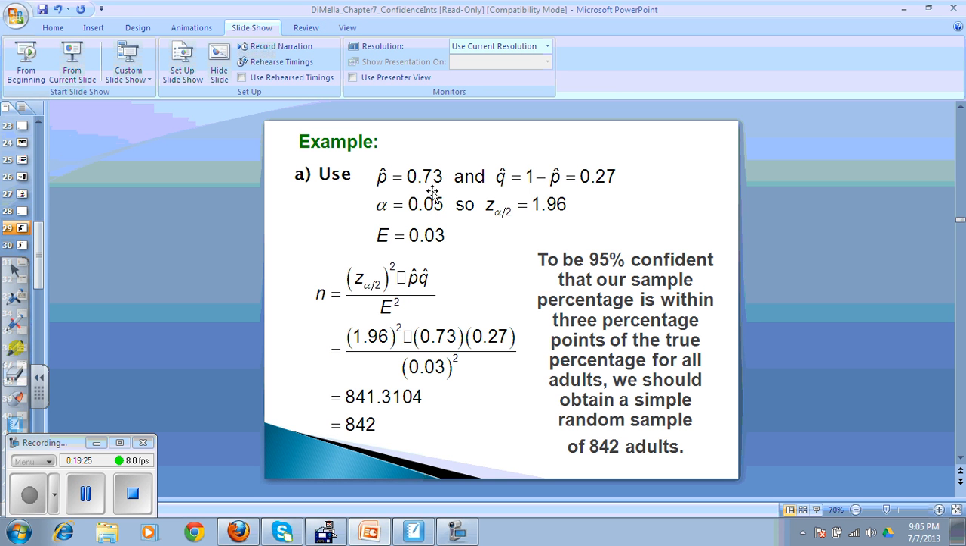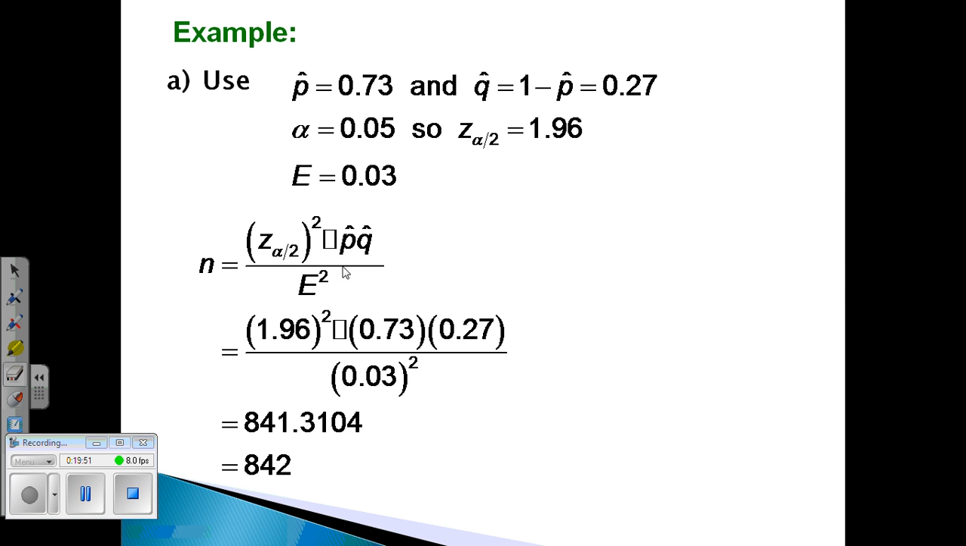So if my p-hat is 0.73, that means q-hat has to be 0.27. My alpha is 0.05, so that means I want 95% confidence. I'm using my 1.96 again for my z alpha/2. But now I want E to be 3 percentage points, so 0.03. Plug it all into this. That box should be a multiply. I don't know why it does that. So plug it into this. I have 1.96 in for that z alpha/2, only that is squared, times 0.73 times 0.27. Get that numerator first, and then divide it by that 0.03 squared. And you get 841.3 people.